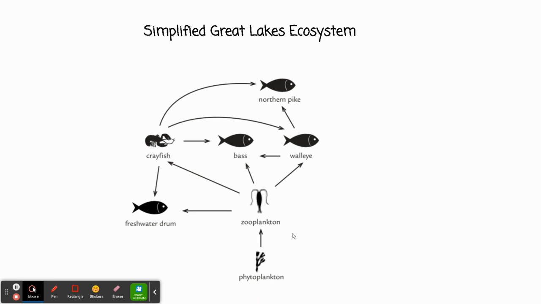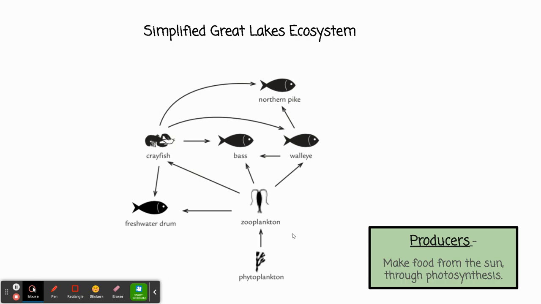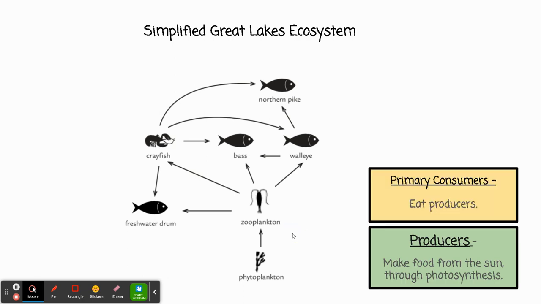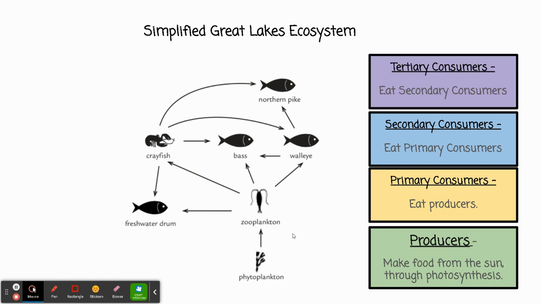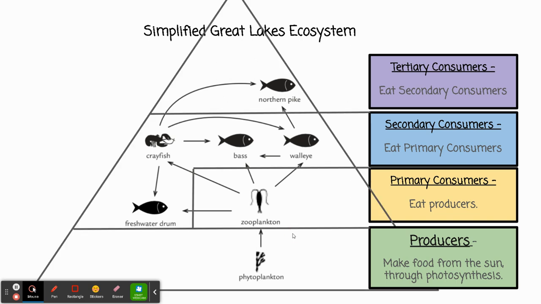And here is our simplified lake ecosystem with our producers that make food from the sun through photosynthesis, and then the primary consumers that eat the producers, the secondary consumers eat the primary consumers, and the tertiary consumers that eat the secondary consumers.